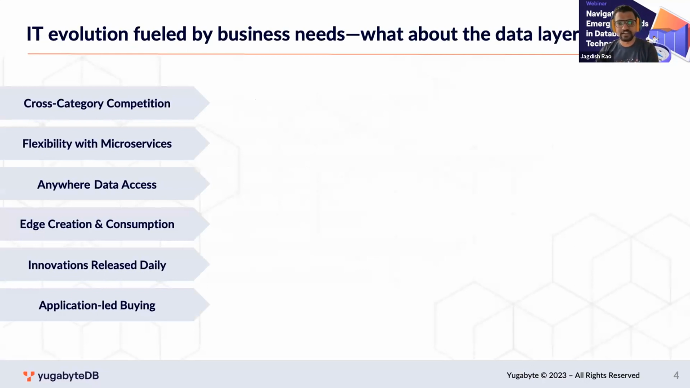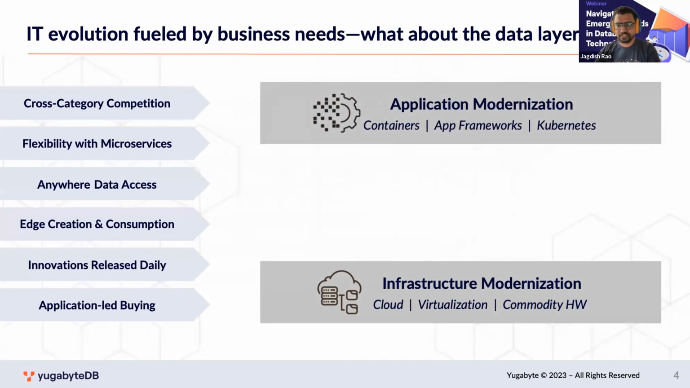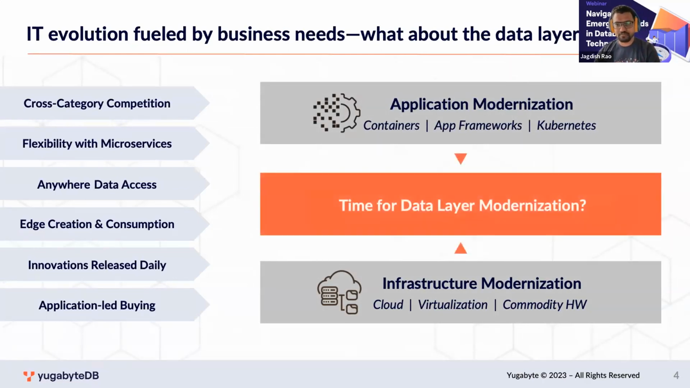So without further ado, let's jump into why there was a need for data layer modernization. Probably you might have seen this slide with these kinds of trends a thousand times with different vendors, focusing more on microservices, infrastructure layer, and application modernization, moving from a monolithic to a microservices kind of architecture.